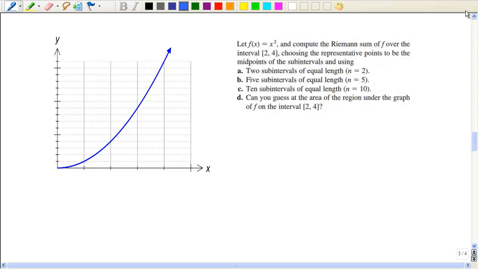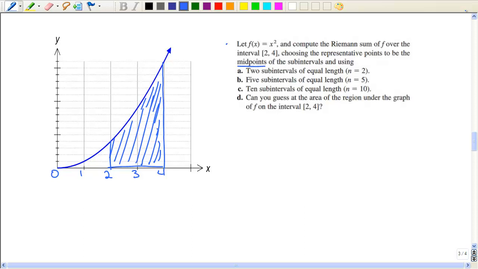Let's look at this problem. We do not have a formula to find the area because it's a parabola. We have let f of x be x squared. Compute the sum on the interval from 2 to 4. So this is 0, 1, 2, 3, 4. I want the area bounded by the function, the x-axis, and the vertical lines 2 and 4. How can I do that? Well, it says use Riemann sums, which is rectangles, and I want the representative points to be the midpoints, not the left, not the right, but the one in the middle.